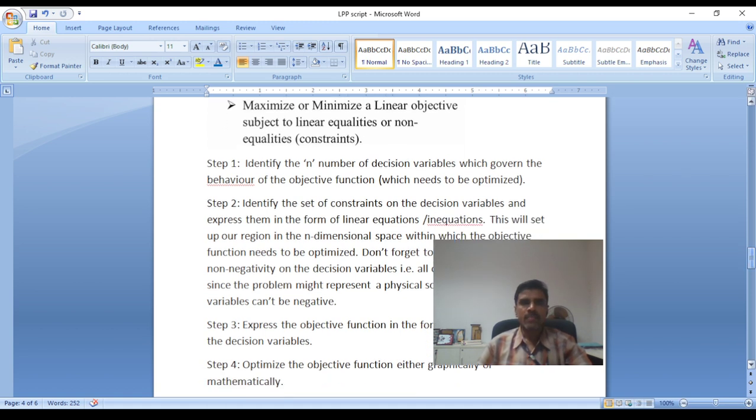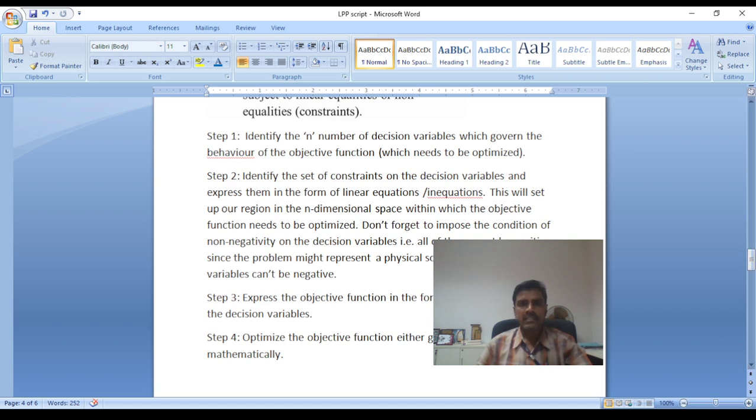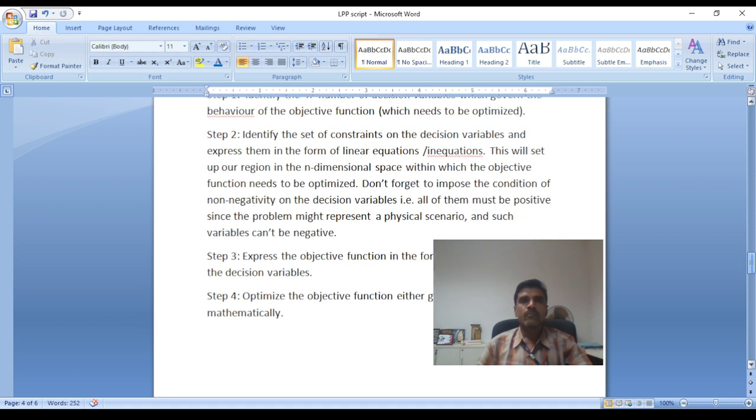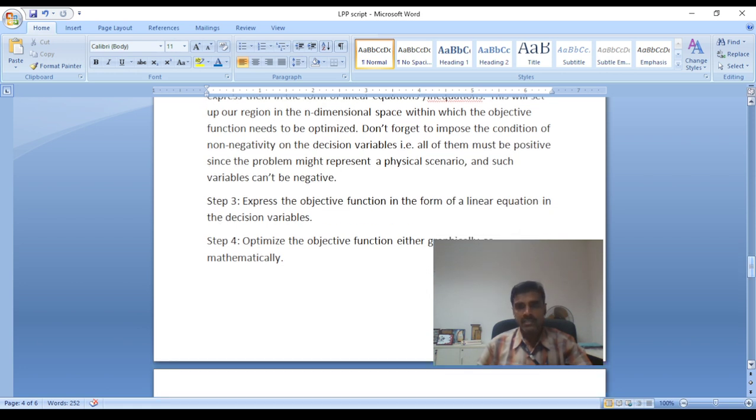The second step is to identify the constraints. Constraints you can call limitations. For each and every constraint or each and every decision variable, they have to be explained in linear form. So the conditions will be there, and we have to satisfy the conditions. Then the third important thing is the objective function. We have to express the objective function in the form of a linear equation.